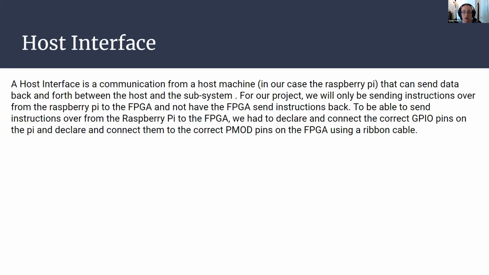And to be able to send over instructions from the Raspberry Pi to the FPGA, we had to declare and connect the correct GPIO pins for our model of the Raspberry Pi, and then declare and connect them to the corresponding PMOD pins on the FPGA using a ribbon cable.